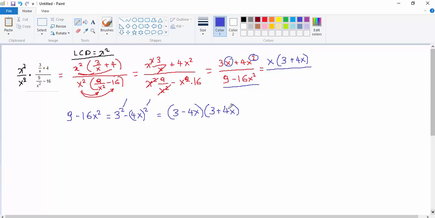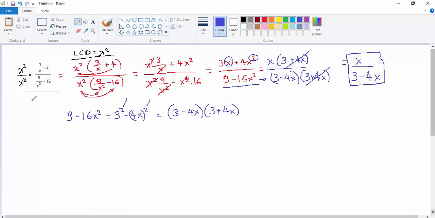Okay then, so I rewrite the denominator as 3 minus 4x times 3 plus 4x. And now I can see that I have two common factors, so my result is x over 3 minus 4x. And this is my final answer.